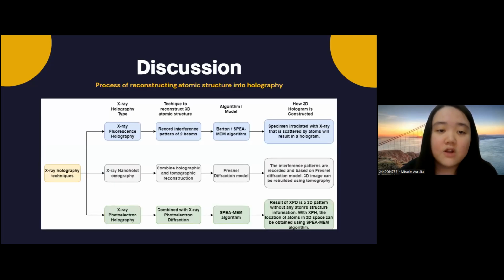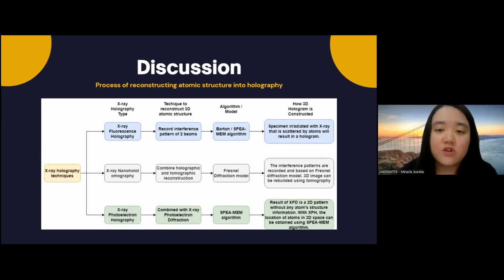Next. The last thing we will discuss is the process of reconstructing atomic structure into holography, which is related to RQ3. Here is a diagram that shows the process of reconstruction of hologram. First off, we have the X-ray fluorescence holography, or XFH. It records interference pattern of two beams and uses Barden or scattering pattern extraction algorithm. It constructs a 3D hologram by irradiating specimen with X-ray that is scattered by atoms that will result in a hologram. The next one is X-ray nanoholotomography that combines holographic and tomographic reconstruction and uses the Fresnel diffraction model.